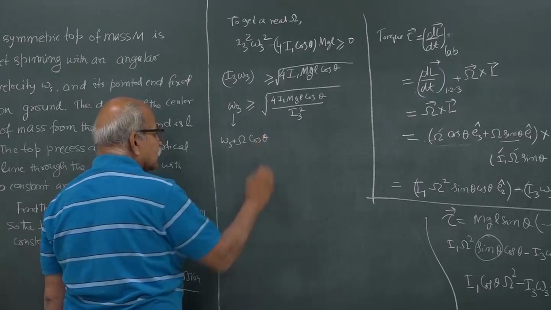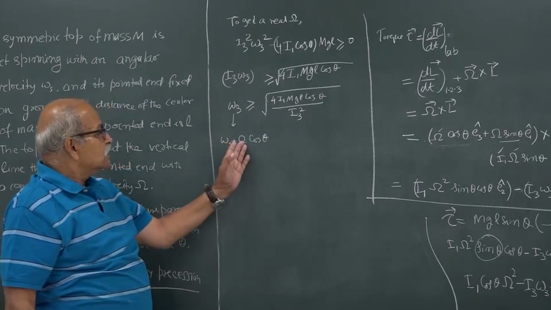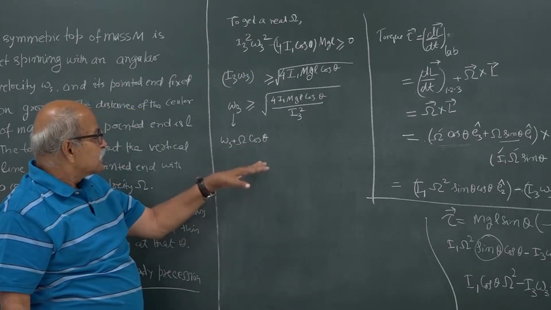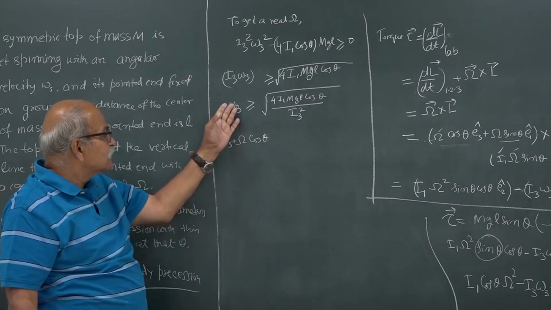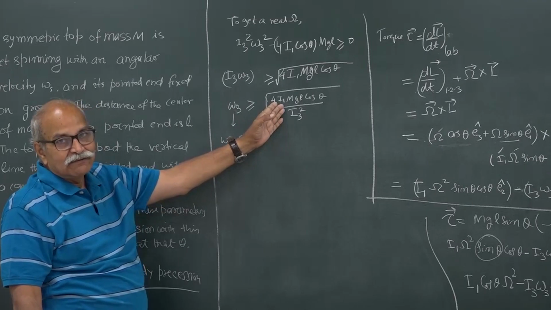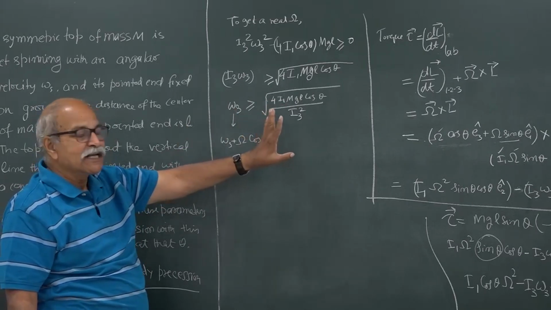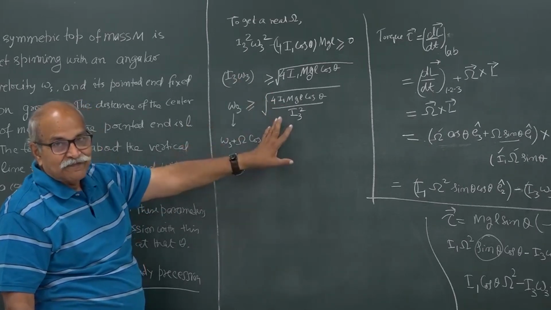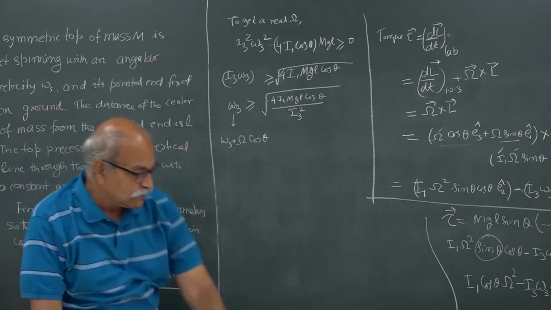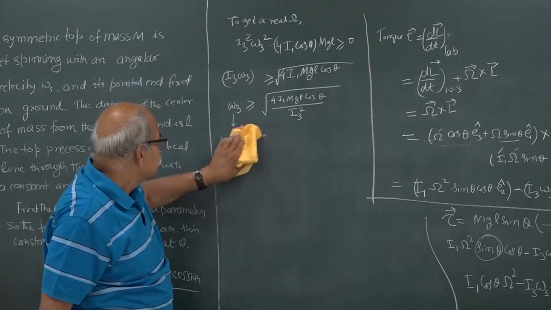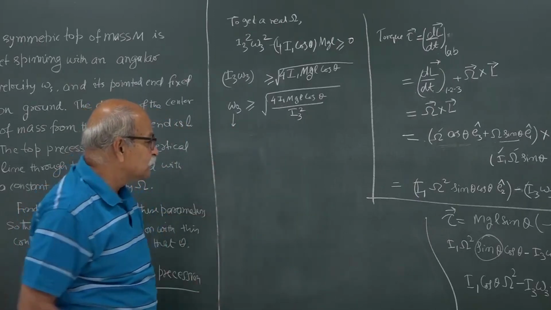This was our omega 3. This capital Omega is going to be small, we will just see. This omega s is to be fast enough to make this omega 3 greater than or equal to this. So, this is the first condition for steady precession. Okay.